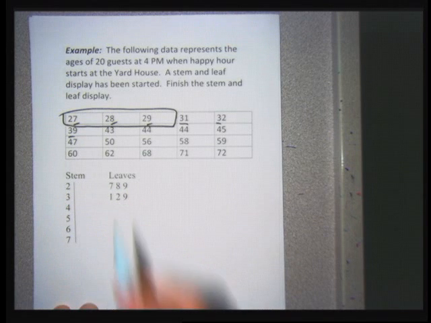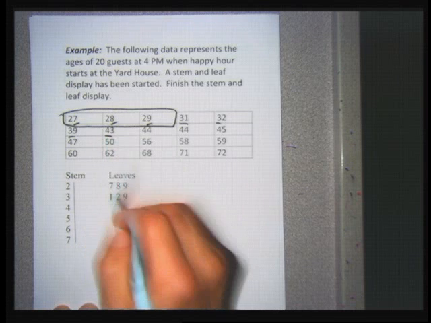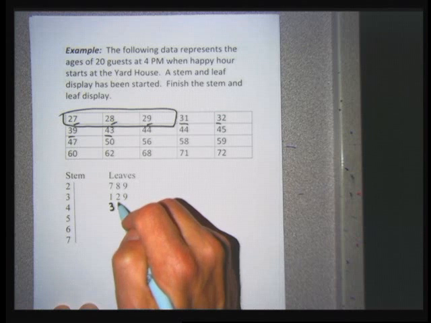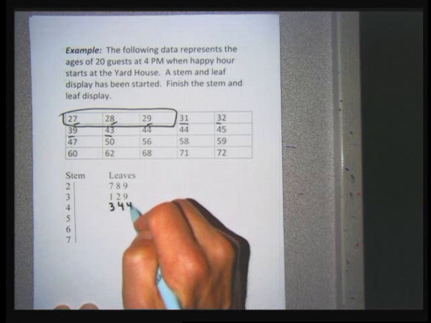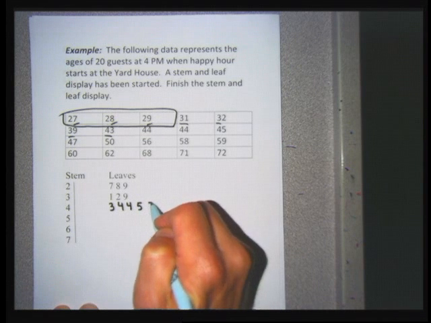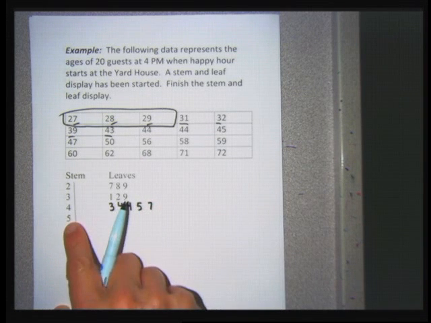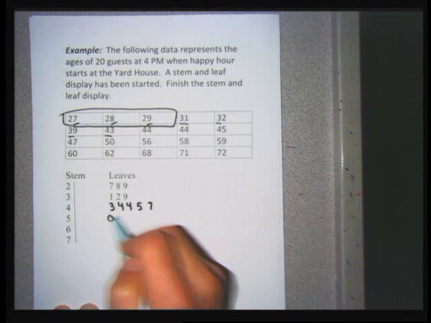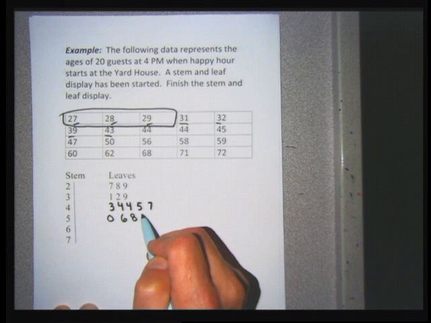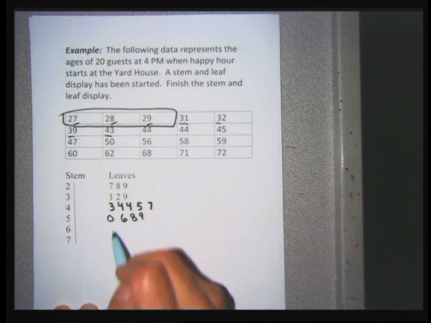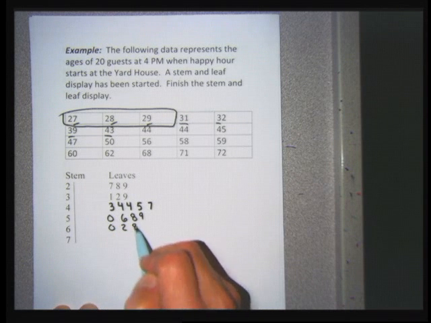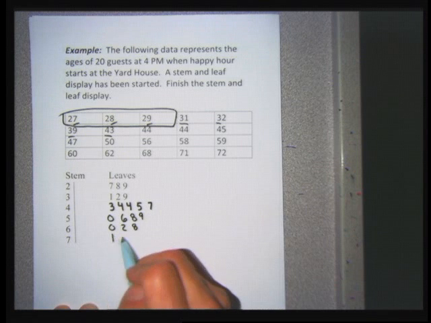I'm going to do the same thing for the 40s. So I'm going to have 43, 44, another 44, you need to write the duplicates, a 45, and a 47. And then for the 50s, 50, 56, 58, 59, and for the 60s, 60, 62, 68, and for the 70s, 71 and 72.